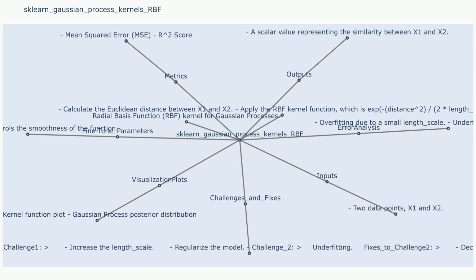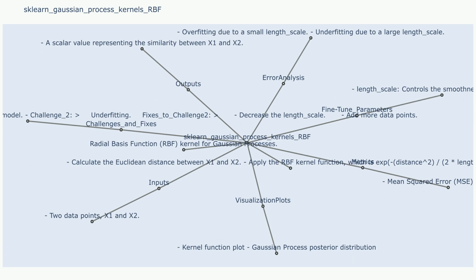Metrics. Metric 1: mean squared error (MSE) measures the average squared difference between the predicted values and the actual values. Metric 2: root mean squared error (RMSE) represents the square root of the average squared error.